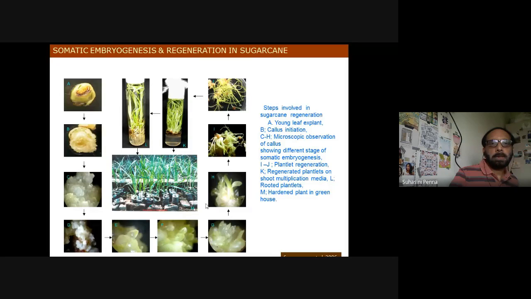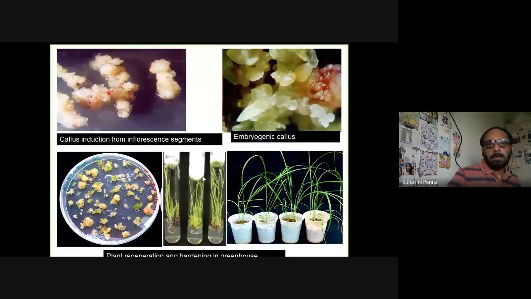This is how we have tried to develop high frequency regeneration. Here you can see leaf rows, how one can. This is a very routine and very good high frequency regeneration system, which is reported in sugarcane by many other groups. One can also get embryogenic callus and regeneration from inflorescence segments. Here, we have also developed a direct embryogenesis system which avoids the intervention of callus.